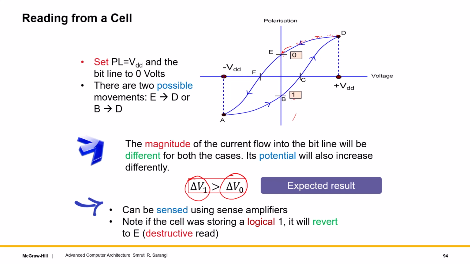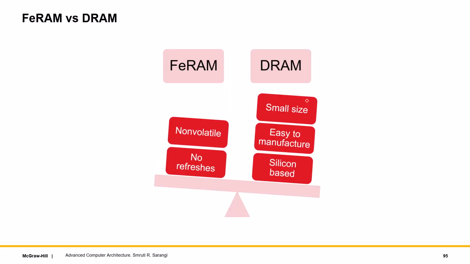So if a cell was storing a logical 1, it will move to point D, but the moment the potential is removed, instead of coming back to B, it will come back to E, right? Instead of coming back here, it's going to come back here, which is not something that we want. So like DRAM, this is an example of a destructive read, where after reading, you are pretty much destroying the value if a logical 1 is stored there. That is why after reading, we'll again have to write to restore the value, exactly the same as DRAM.